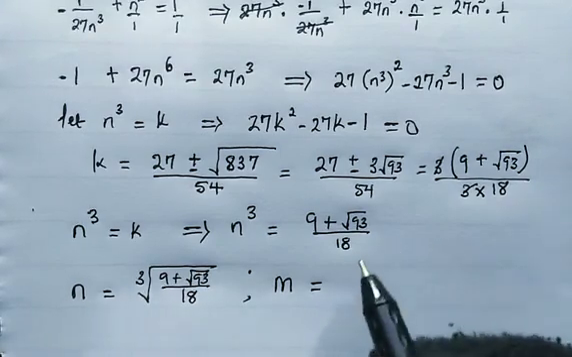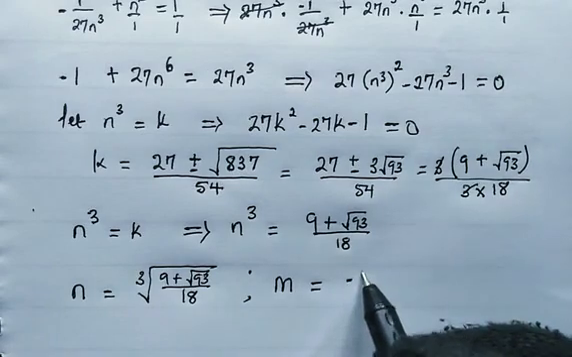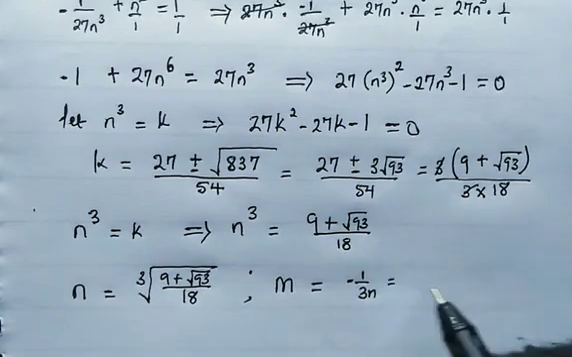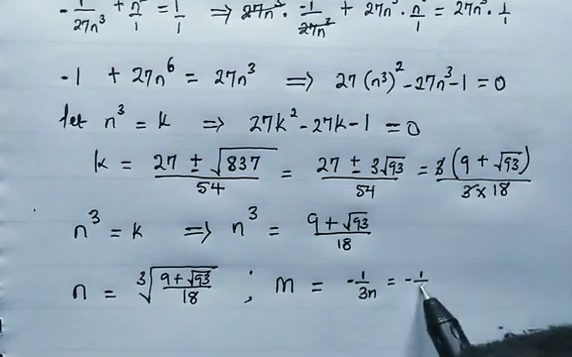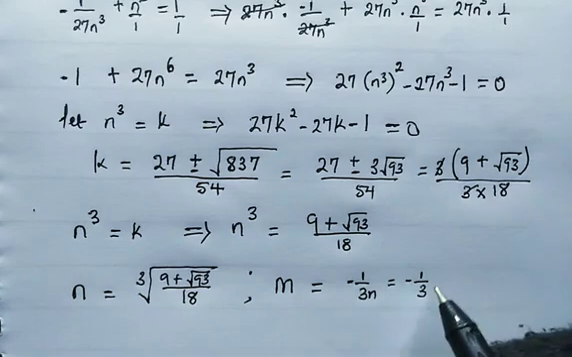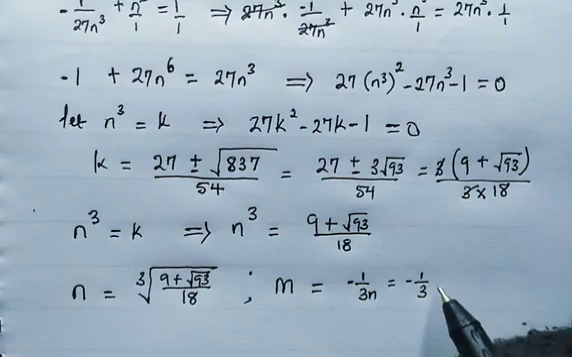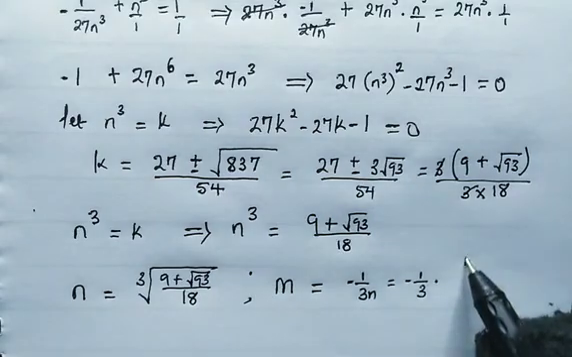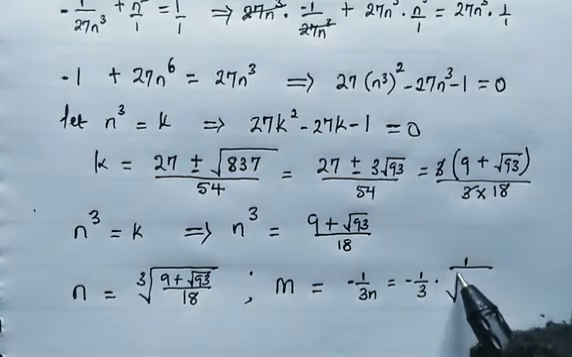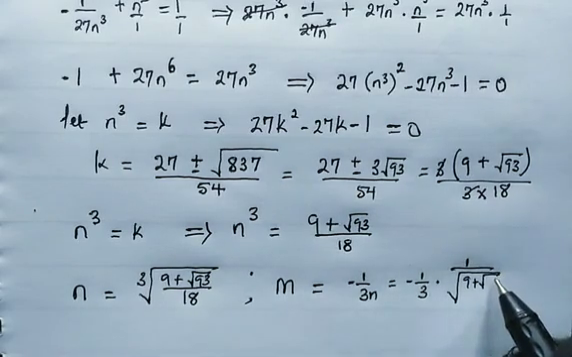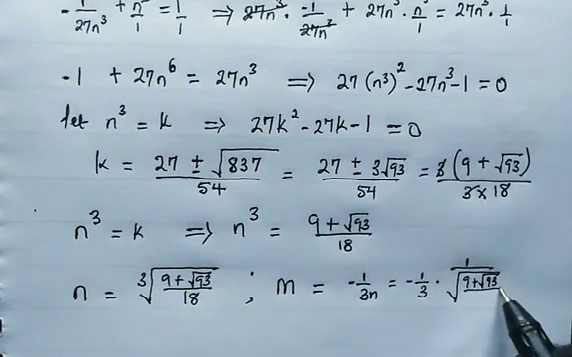Then remember m equals, okay, let's check, that was negative 1 over 3n, right? So from here we get m equals negative 1 over 3, then multiply by the cube root. Okay, that would be negative 1 over 3 multiplied by 1 over n, right? So we get here multiply by 1 divided by the cube root of 9 plus root of 93 divided by 18.